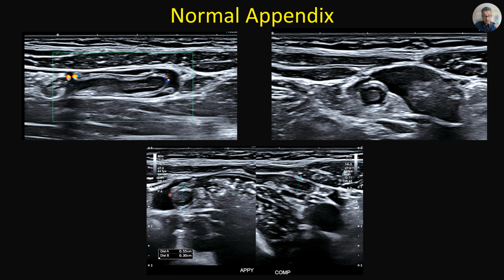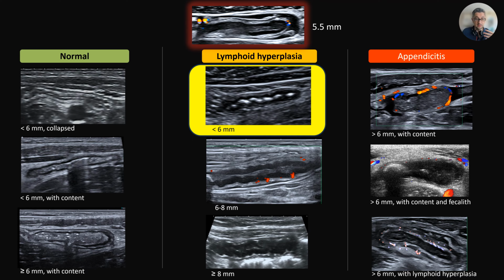So free fluid, simple free fluid by itself is not a very important finding and can be seen in normal individuals or patients with lymphoid hyperplasia, as in this case. So the appendix is compressible from 5.5 to 3.0 millimeter. There is no surrounding echogenic fat. In this case, this part is a normal echogenicity, not creeping fat. So this patient is falling into the first category again, lymphoid hyperplasia under 6 millimeter.